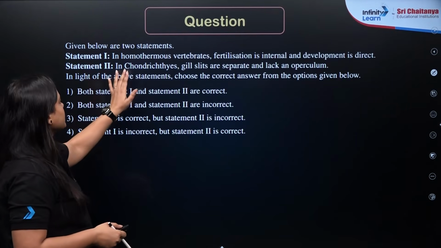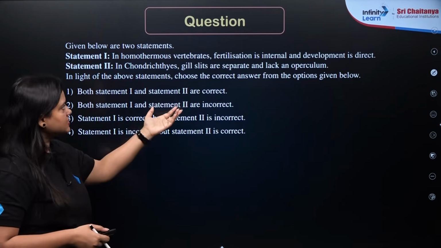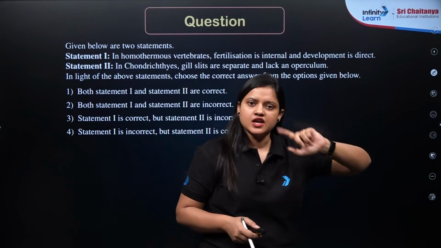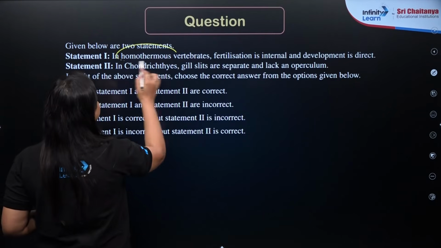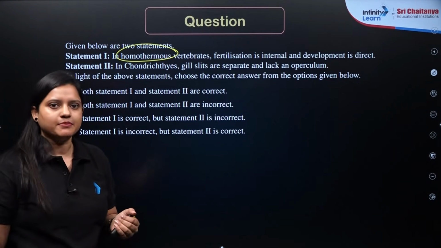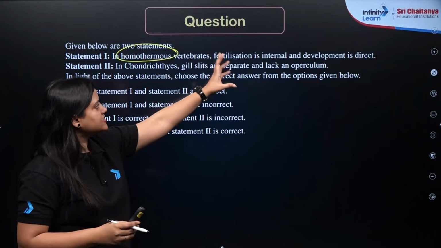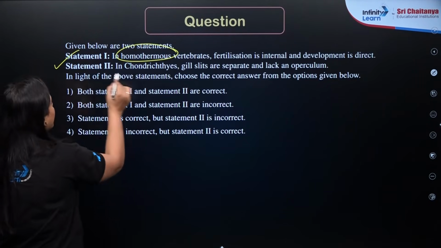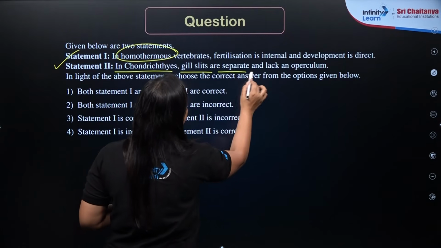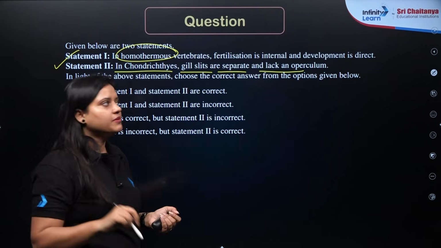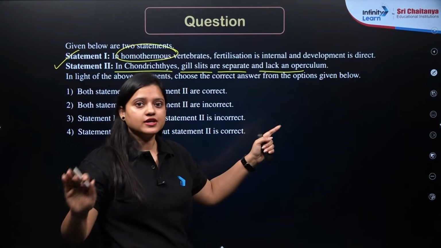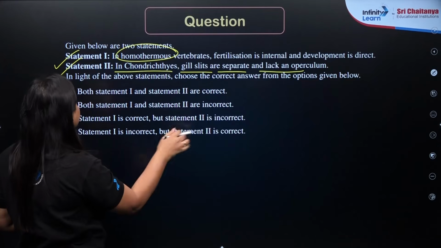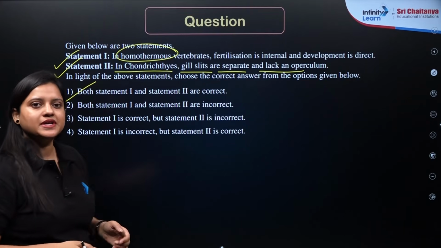Next. Statement 1 says the homeothermous vertebrates. In homeothermous vertebrates, fertilization is internal and development is direct. First of all, which ones are homeotherms? Homeotherms are aves and mammals. So will they show internal fertilization and direct development? That's true, right? In chondrichthyes, gill slits are separate and lack an operculum. Operculum is gill cover. So gill cover is not there in chondrichthyes, so that is also true, right? Both the statements are correct. So correct answer here should be 1.